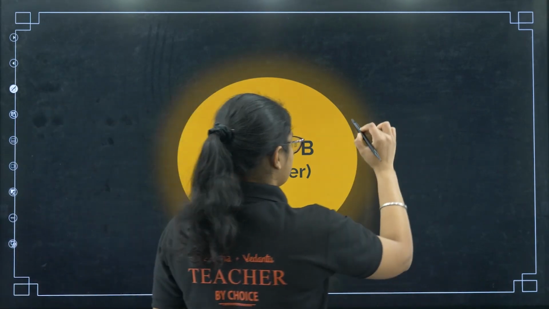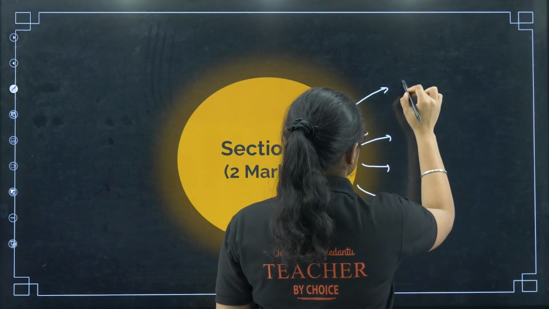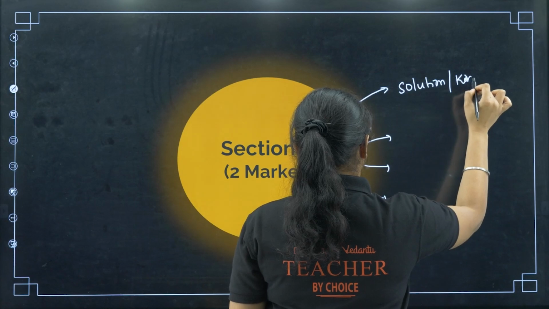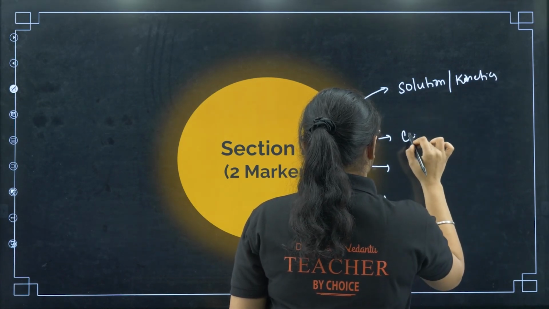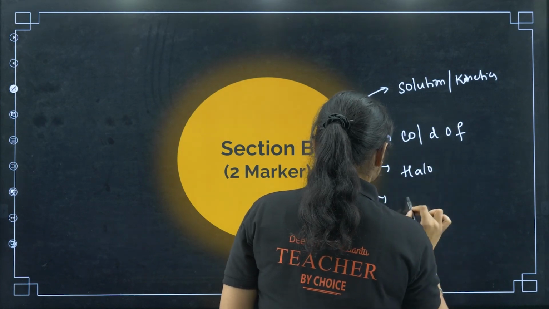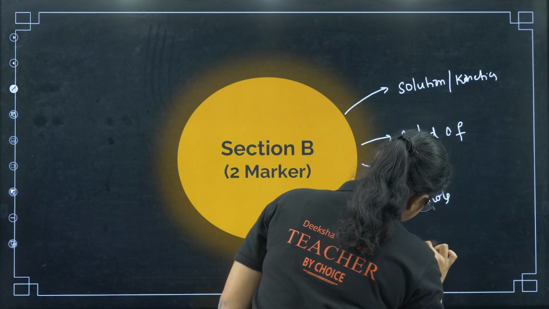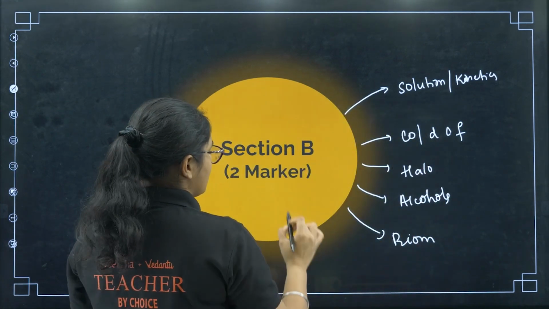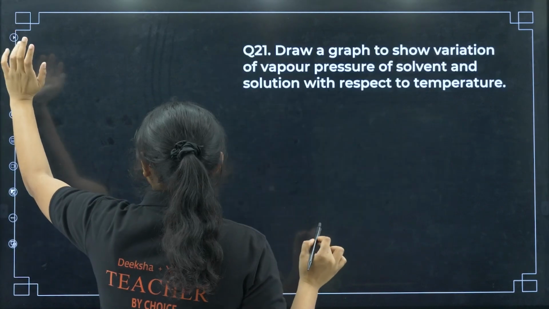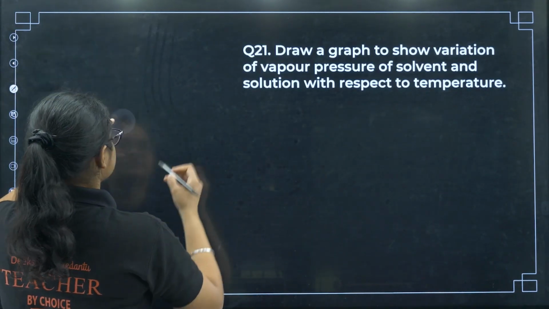So if you remember, here the pattern is like this. You will get 5 questions. And what are these 5 questions? These questions can be from solutions or chemical kinetics. Next, you can have one question from coordination or d and f block. Then one question from haloalkanes, one question from alcohols, and one question from biomolecules. And of these 5 questions you have to attempt any 3 out of 5. Okay, so let us see the first question. The first question is from your solutions chapter, right?